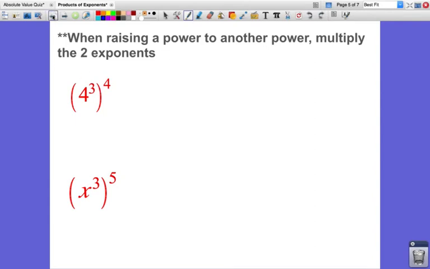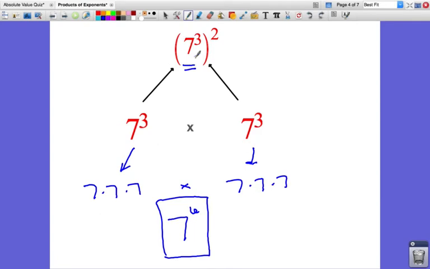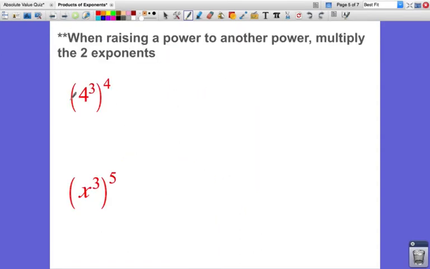So let's go back and look at this again. I'm raising a power to another power. And what I do is multiply these two exponents: 3 times 2 is 6. And I'm done. So for here, 4 to the third, all raised to the 4th power.